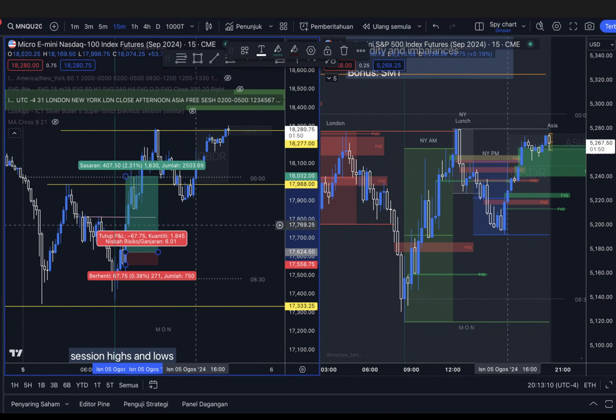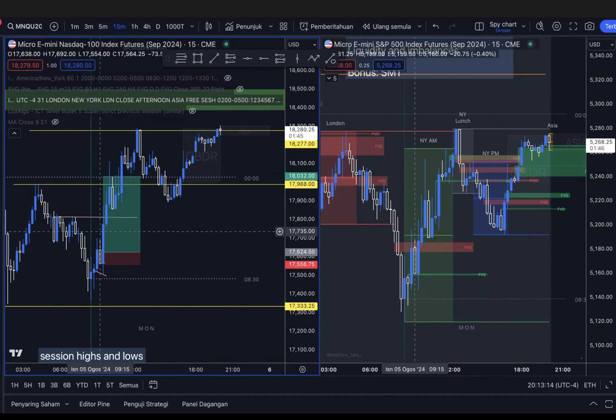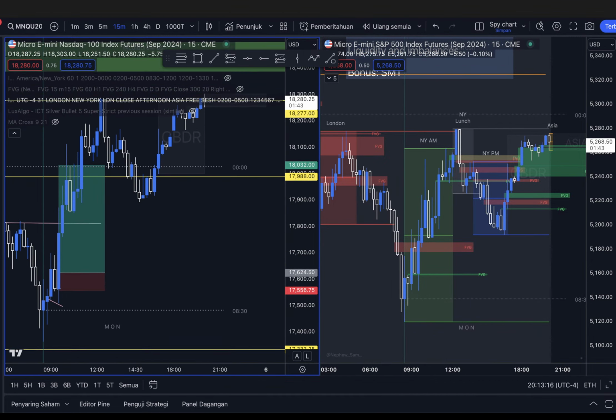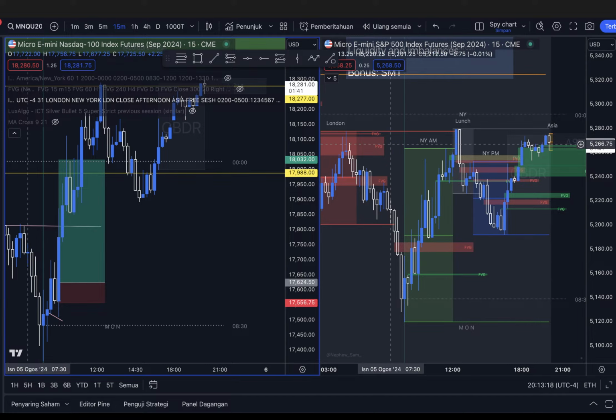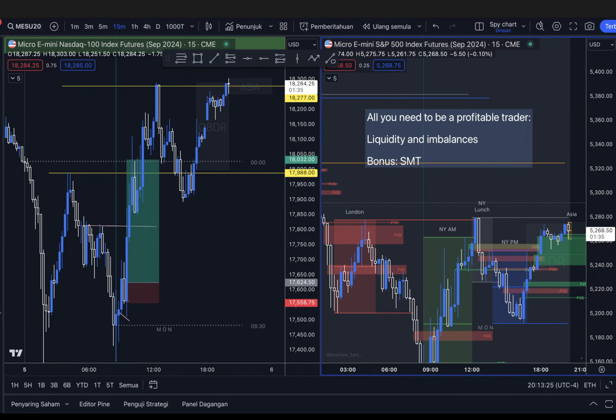But I do like to leave it on the screen for the 8:30 open, and I don't know, it's just on there. I actually don't really use it. I really just use the fair value gap and the sessions. I just trade liquidity and imbalances. That is literally all I trade.